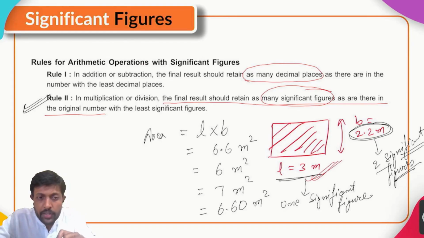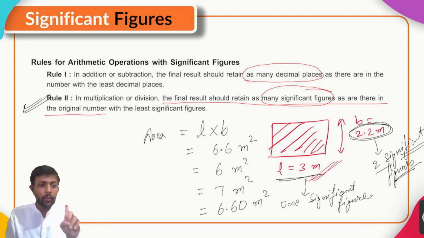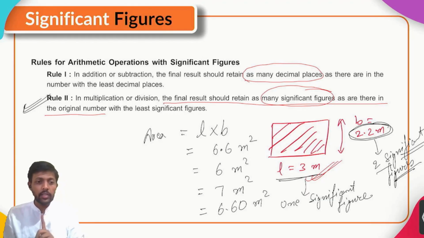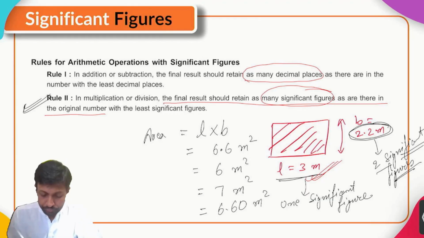Length has the least number of significant figures, only one. So our result will also have only one significant figure, just one. That means this goes out, this goes out. So which one? 6 meters square or 7 meters square? What do you think should be the answer?